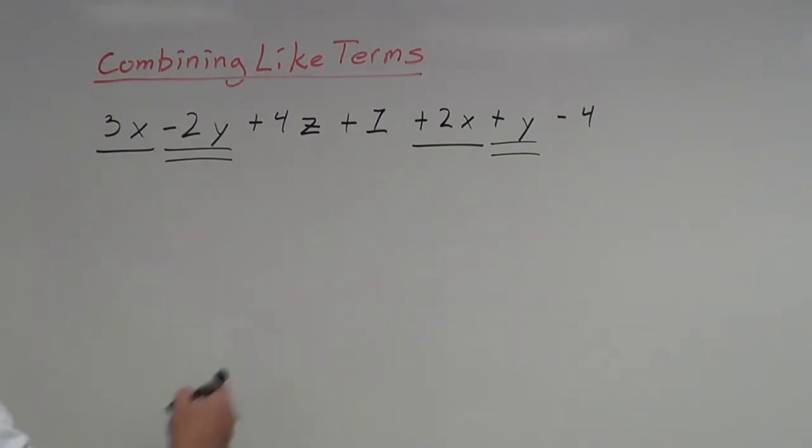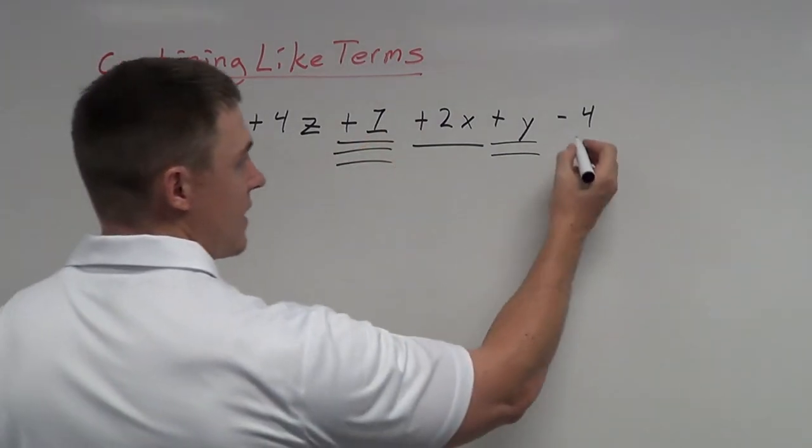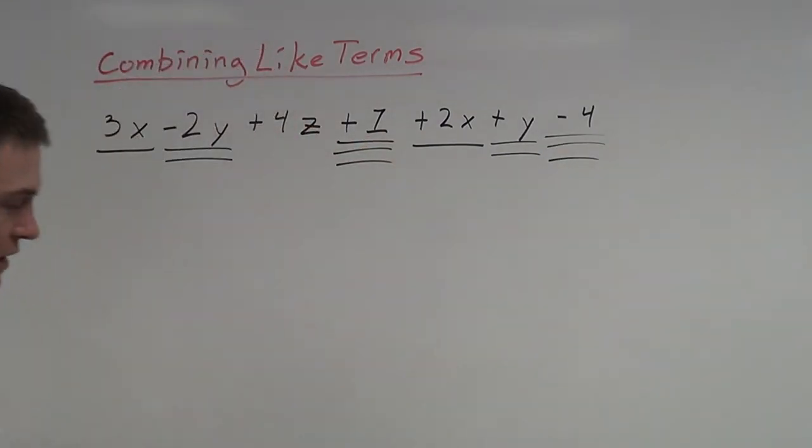I'm just going to go on to my numbers. These are called numbers or constant terms. The reason they're called constants is because these are constantly the same number. One is always going to be one. Negative four is always going to be negative four. It's constant. So instead of just calling them numbers, we like to call them constants. Anyway, one, I'm going to put three lines underneath it, and negative four, I'm going to put three lines underneath it. This just helps me to identify which terms are alike.